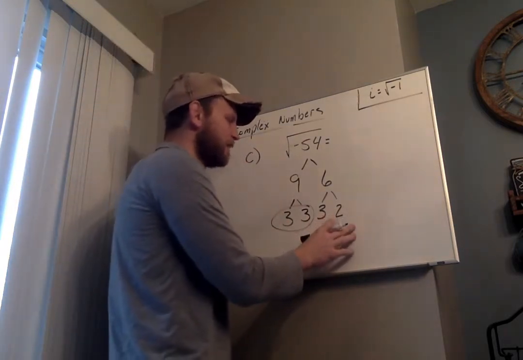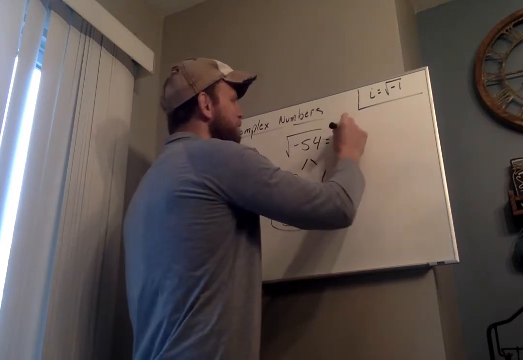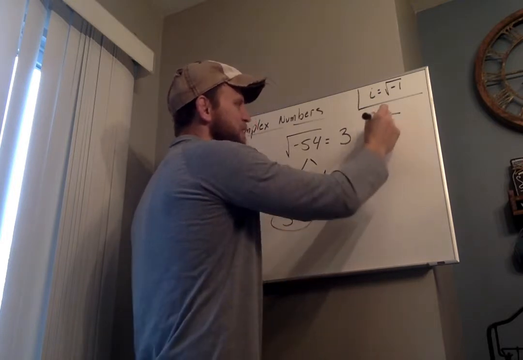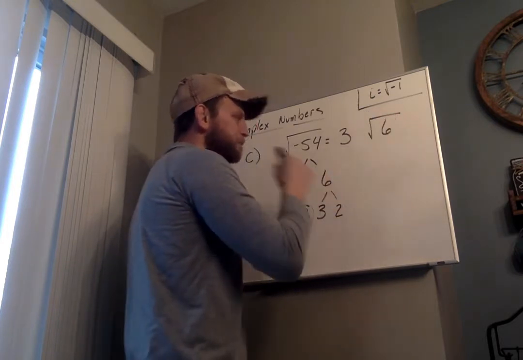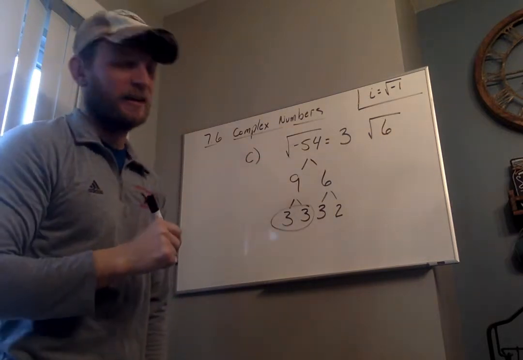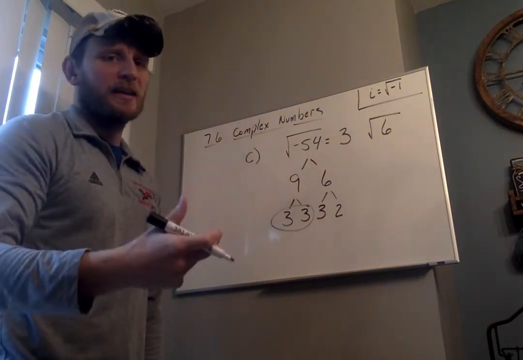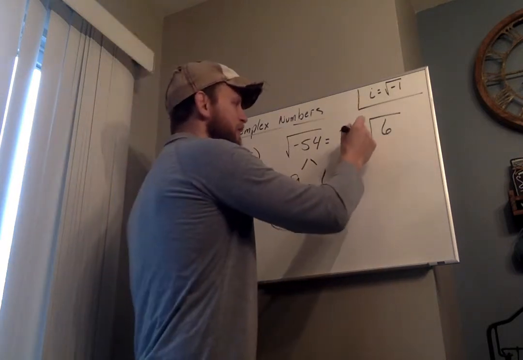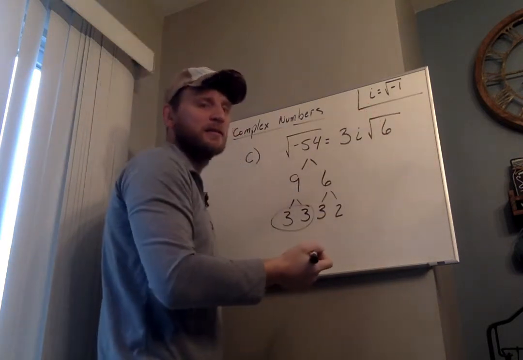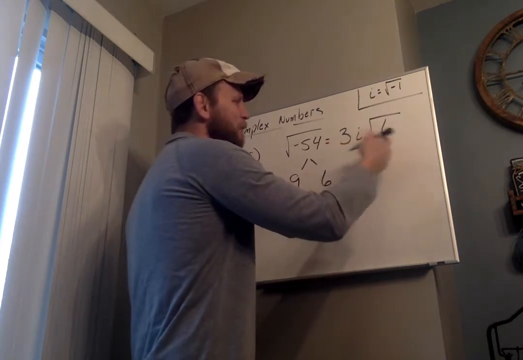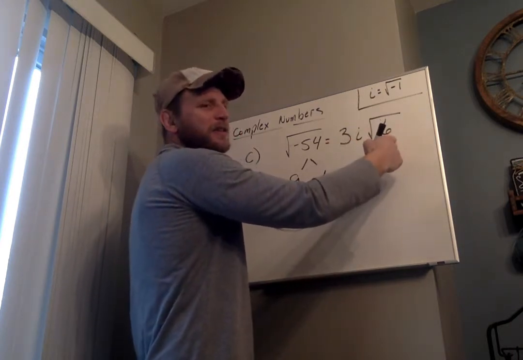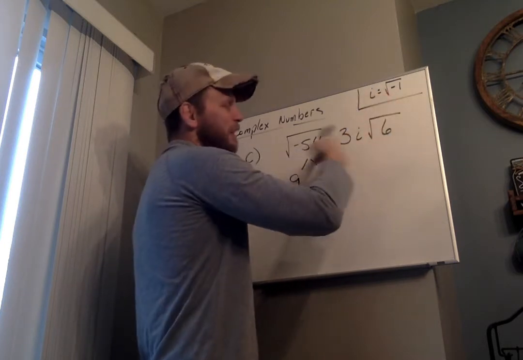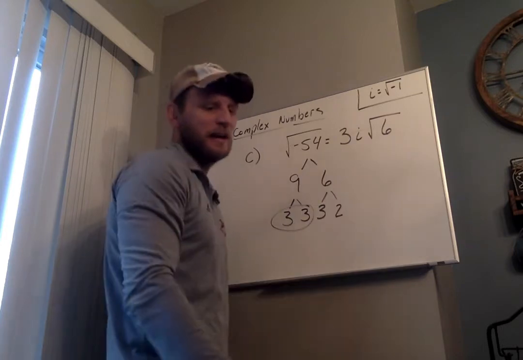So we notice we got this pair of 3s here. These guys don't have anything. So that pair of 3 is going to come out. And then inside the house, you're going to have a 3 and a 2. Well, that's just 6. Now, notice I didn't address the negative, did I? But the more you do this, the more you're not going to be worried about that negative. You're just going to simply add an i in there. Okay? So it's going to be 3i root 6. The i is never going to go inside your square root, because remember, i is the square root of negative 1. So that's just going to come outside. It's always going to be outside.